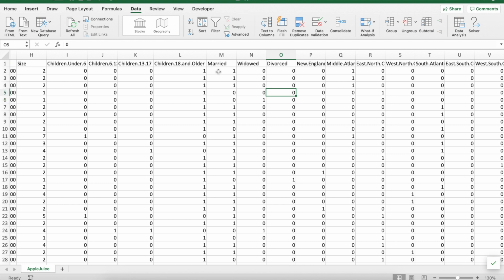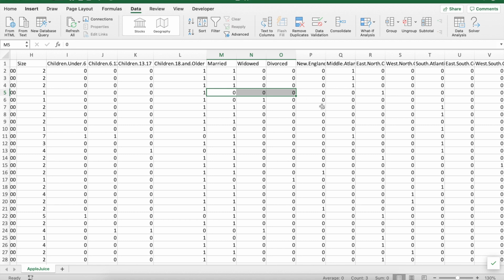So what does it mean? For example, this fourth person here is not married, not widowed, and not divorced. Well, if you're none of those things, then you're single, legally speaking. So the omitted category here is single. So if we include all these dummy variables, then it's important to remember that the base category here is single.